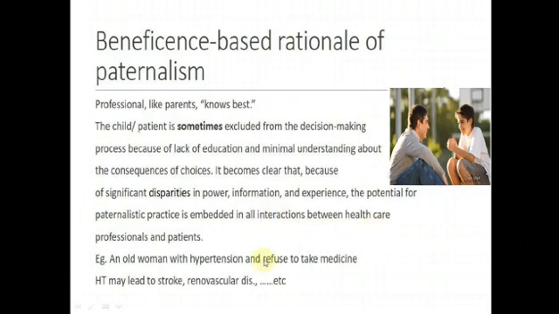Sometimes, for example, an old woman with hypertension refuses to take medicine. A female patient, an old woman, may refuse to take it because of lack of good education and understanding about the concepts of choice. This hypertension may lead to stroke, renal vascular disease, and other diseases such as cardiac disease.